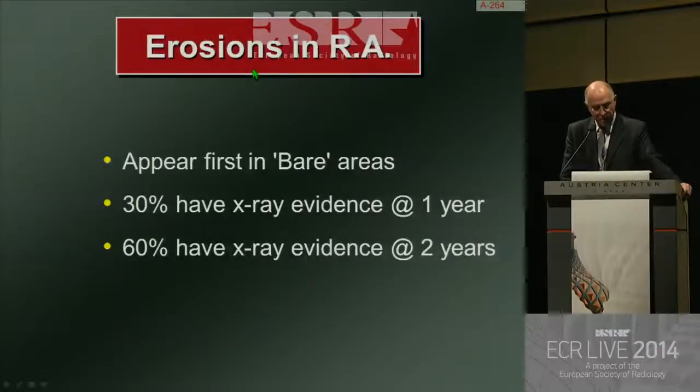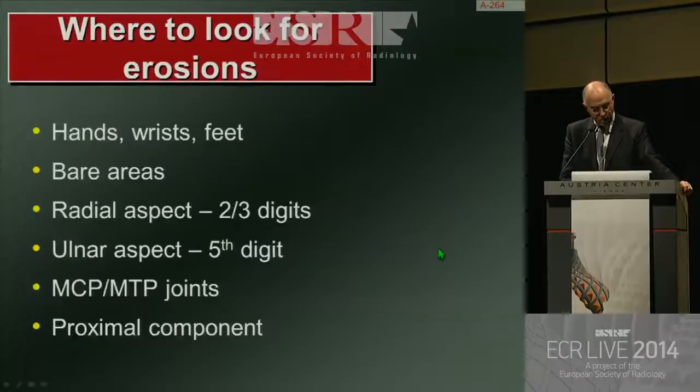The problem with erosions in rheumatoid disease is that it takes time for them to appear. So, for example, in repeated studies, it's been shown that only about 30% have X-ray evidence at 1 year, and the same patients, 60%, will have evidence of erosions at 2 years. So you need to know where to look. You need to be guided. So where are you going to look for erosions?